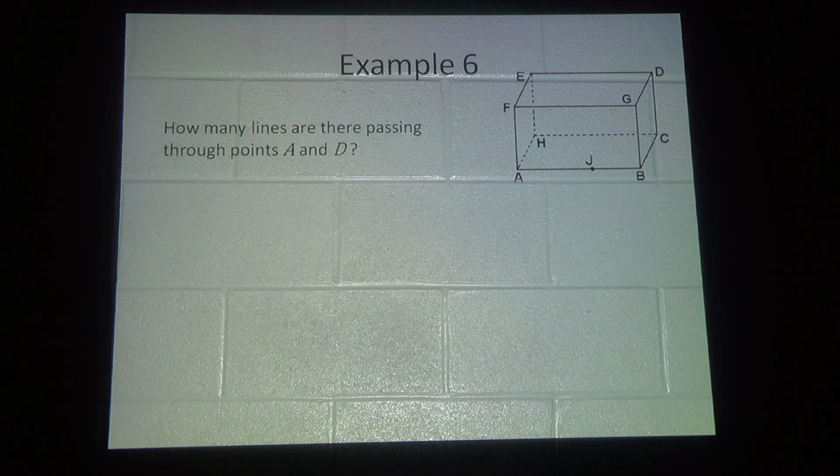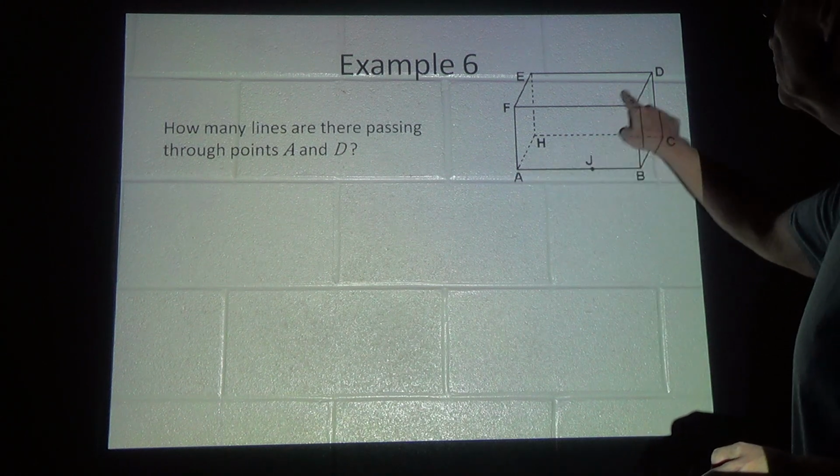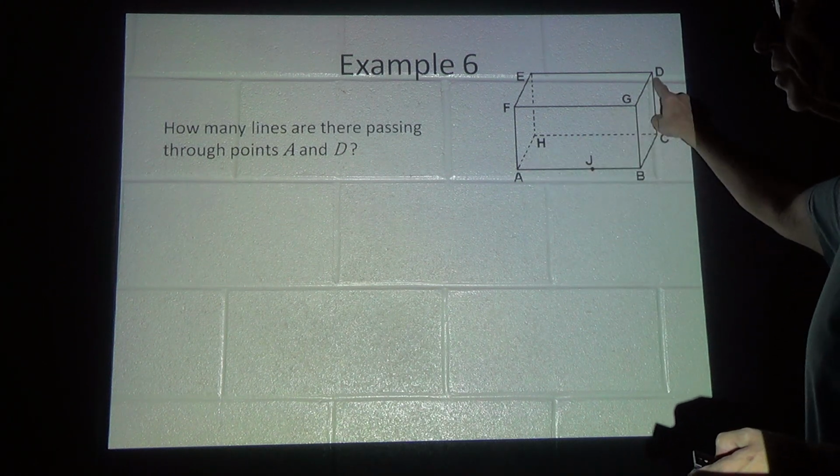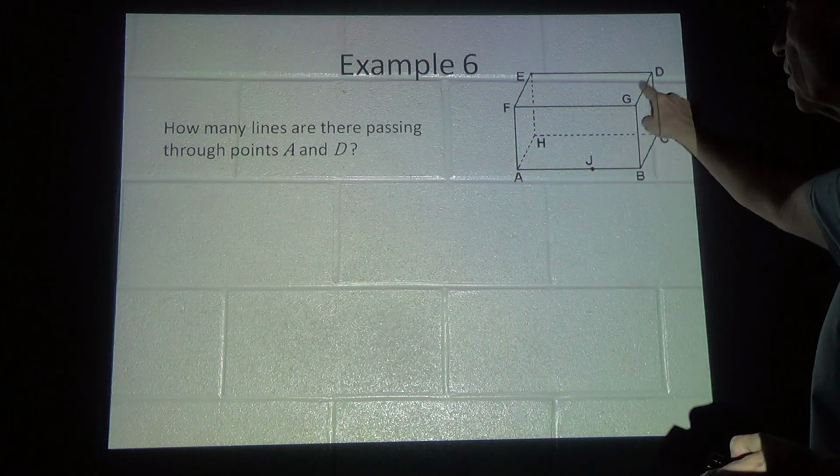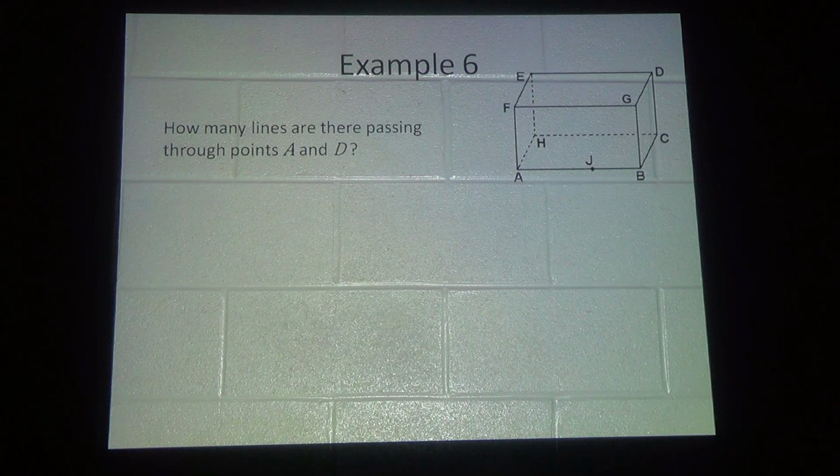How many lines are there passing through the points A and D? Okay, notice there's not any shown here, but because what they told us was through any 2 points there exists exactly one line, we know what? There is just one. And the postulate that goes with that is what we just talked about. Through any 2 points there is exactly one line.